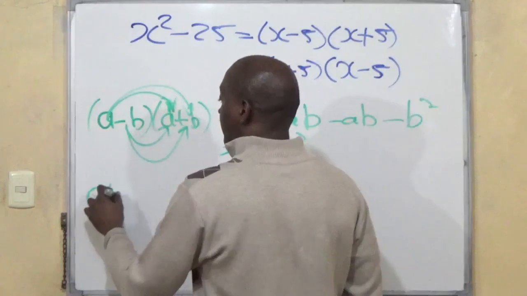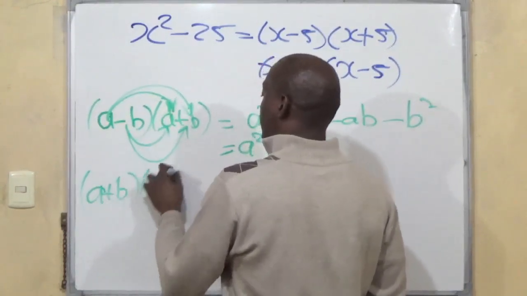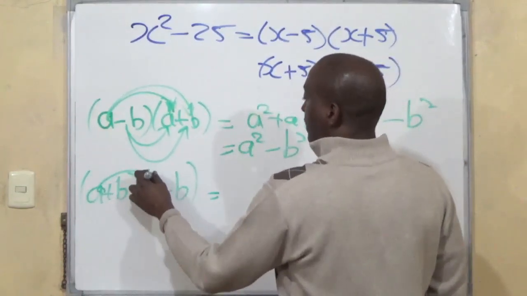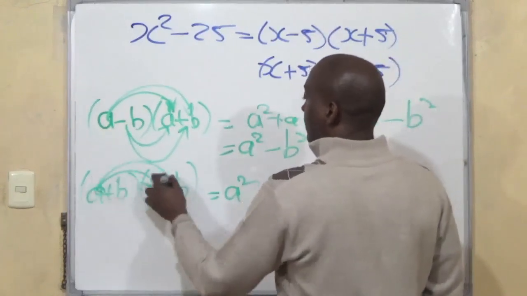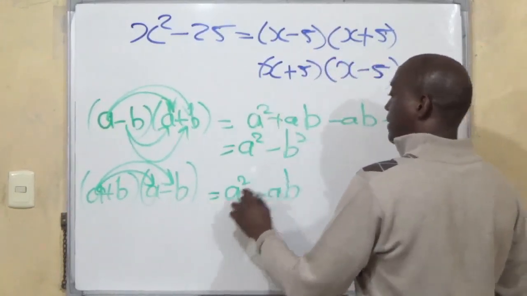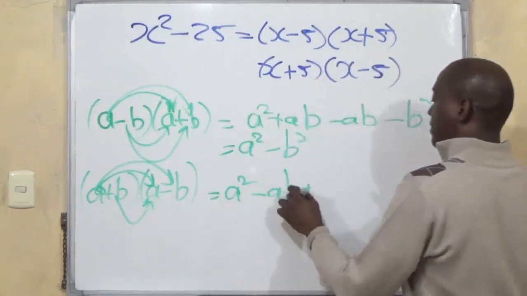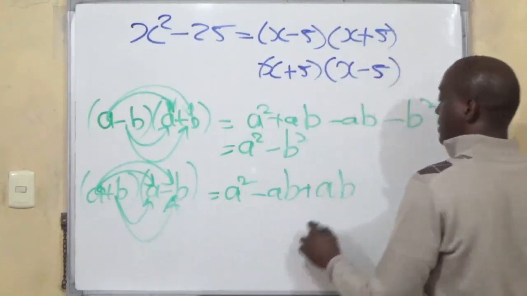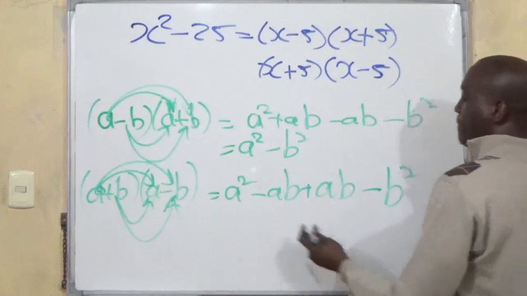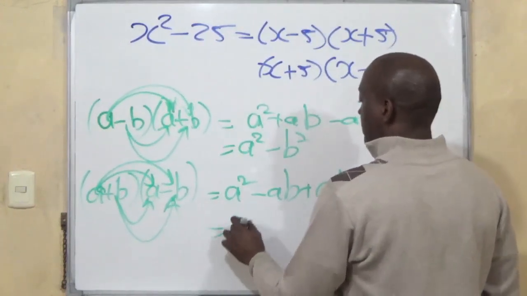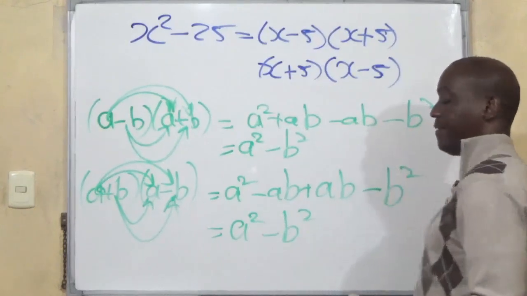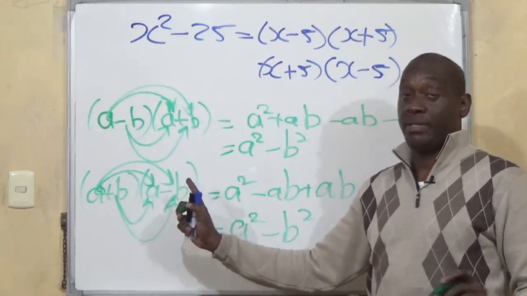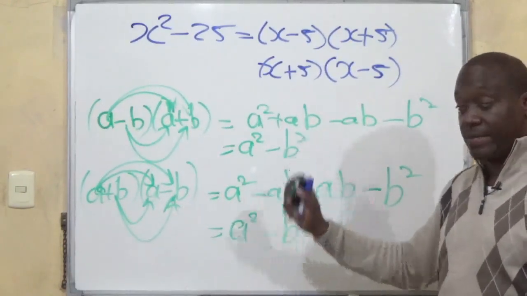Or we could have a plus b into a minus b. Same thing, just switch the order. A by a is a squared. A by minus b is minus ab. Plus b by a is plus ab. And plus b by minus b is minus b squared. Minus ab plus ab is 0. So you get the same a squared minus b squared. Yeah? So whether I have a minus b into a plus b or a plus b into a minus b, it is the same a squared minus b squared.